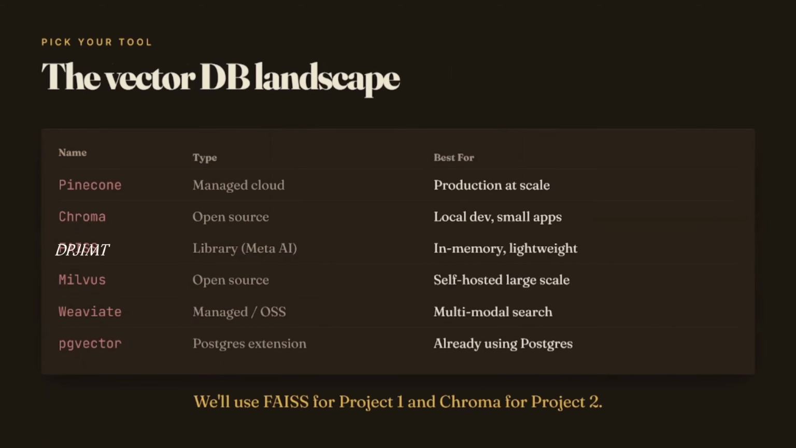Popular options include Pinecone, Milvus, Chroma, Weaviate, and FAISS. FAISS is a library from Facebook AI that works well for smaller scale use cases. And FAISS literally means Facebook AI Similarity Search.